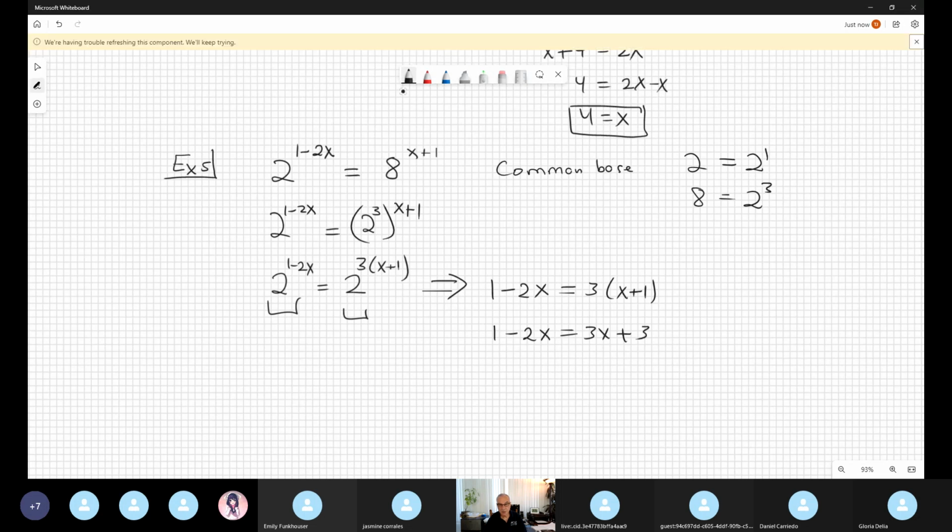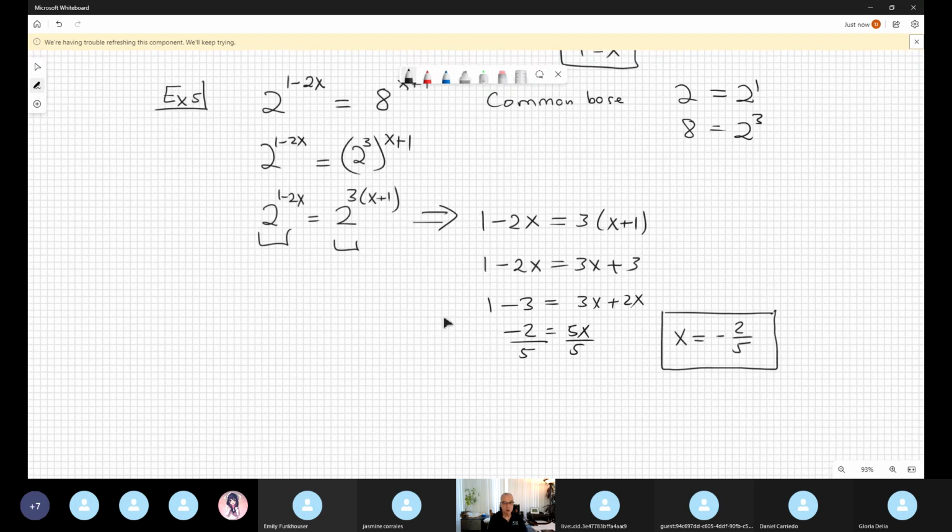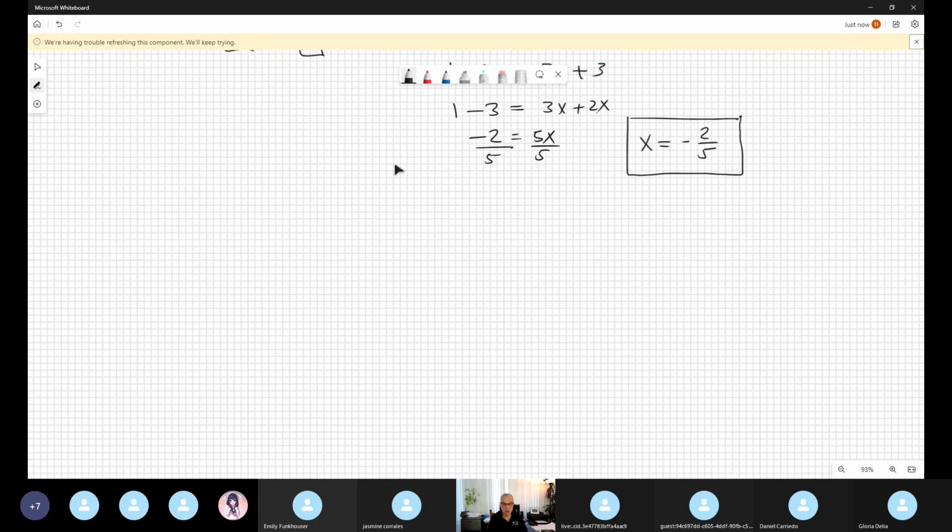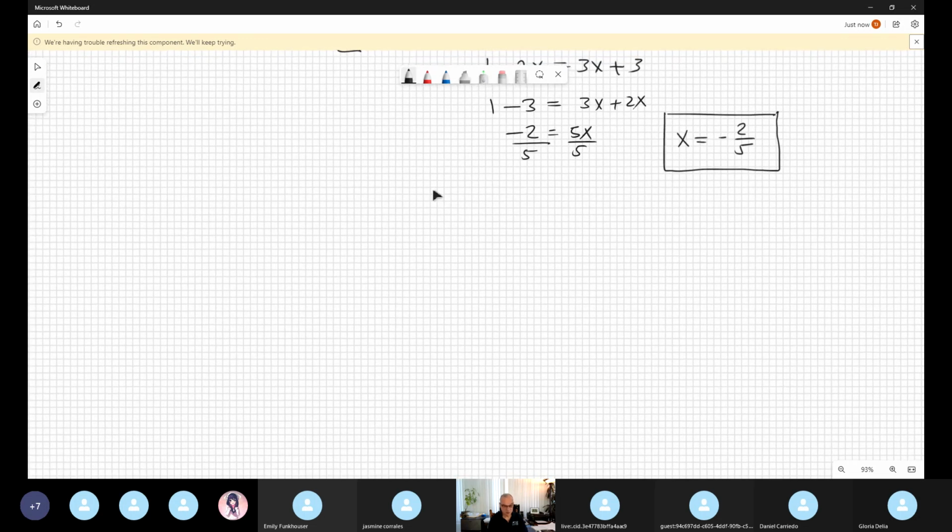Now I suppose a better idea is moving the 3 to the other side, because the 1 stays here. 1 minus 3 is equal to 3x plus 2x. This is minus 2, and this is 5x. Divide by 5 both sides. x is equal to negative 2/5. Boom. Final answer. The answer is all real numbers as the domain. So we can find solutions that are positive, negative, 0, irrational, real numbers. No imaginary. No, that would be crazy.